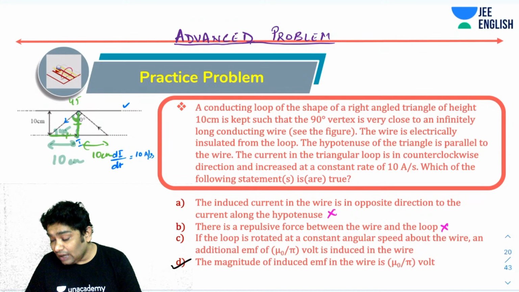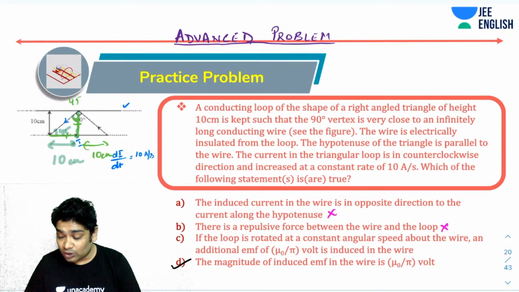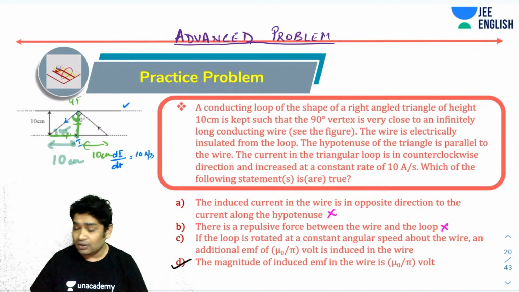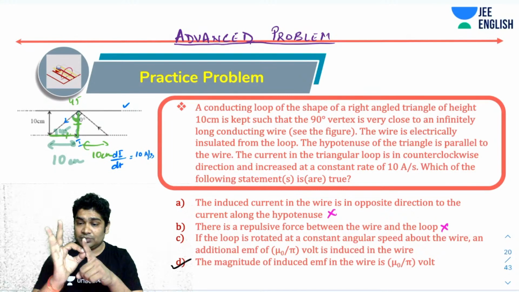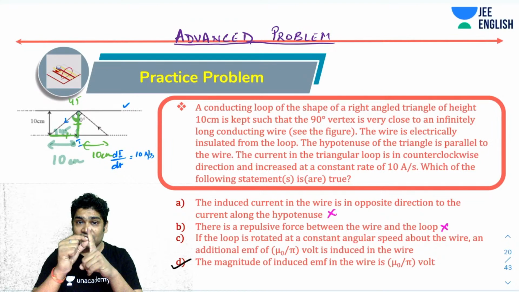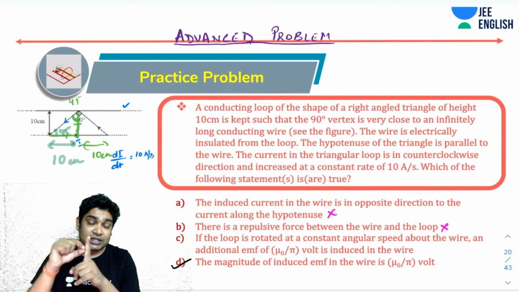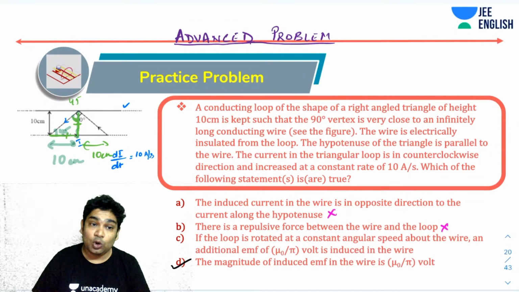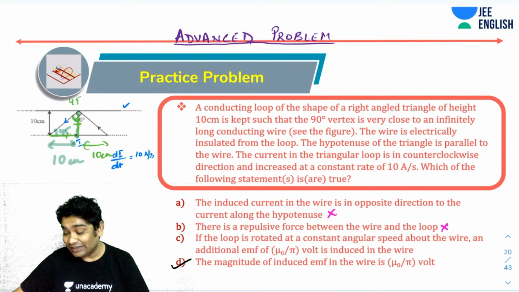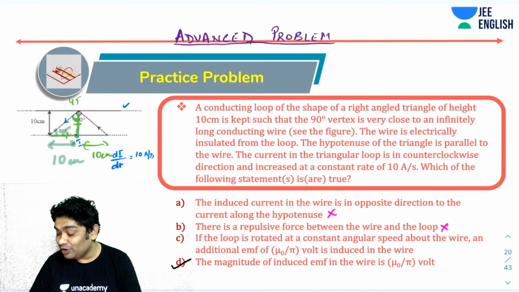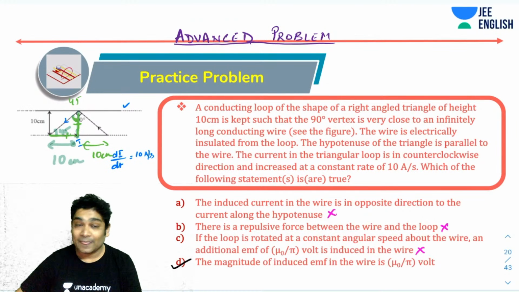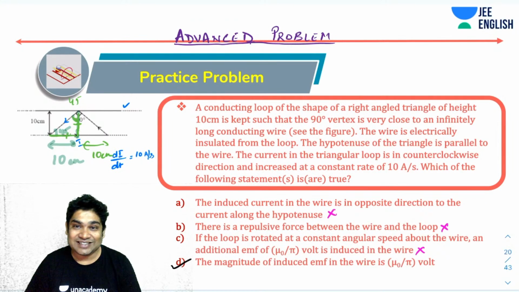Okay. Now, there is one option which also says if the loop is rotated at a constant angular speed about the wire. So imagine this situation. You have this triangular loop, and this is the wire, and you're rotating it. Now, does the rotation of this loop change the flux linked to the wire? No, it doesn't. So if that doesn't, then there is no EMF induced. So this is also wrong. So there was, in fact, only one answer that was correct.